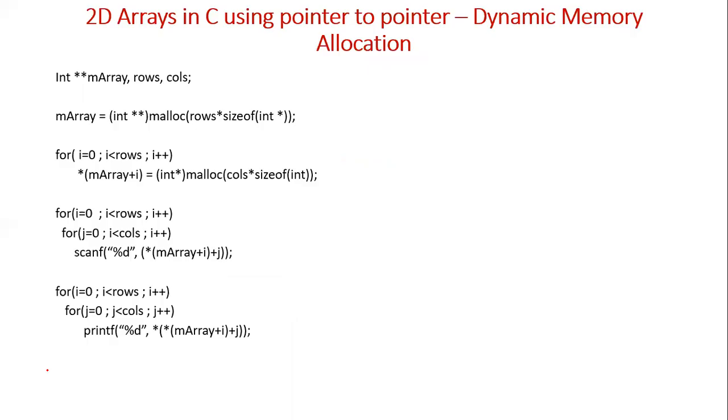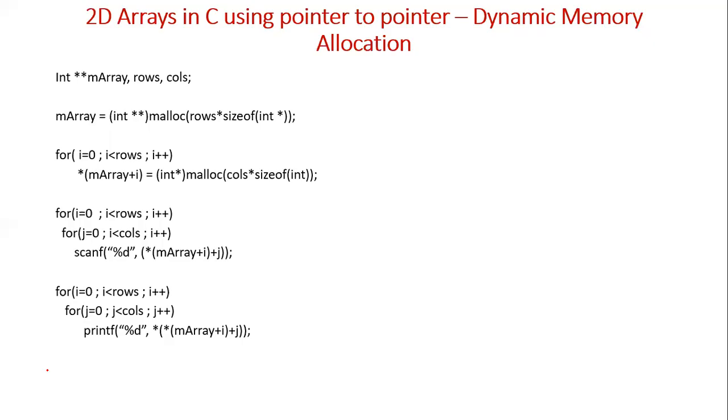That is creating a two-dimensional array using dynamic memory allocation. There are different ways to create two-dimensional arrays in C, but here we will be discussing how we can create a two-dimensional array using dynamic memory allocation and by using pointer to pointer.